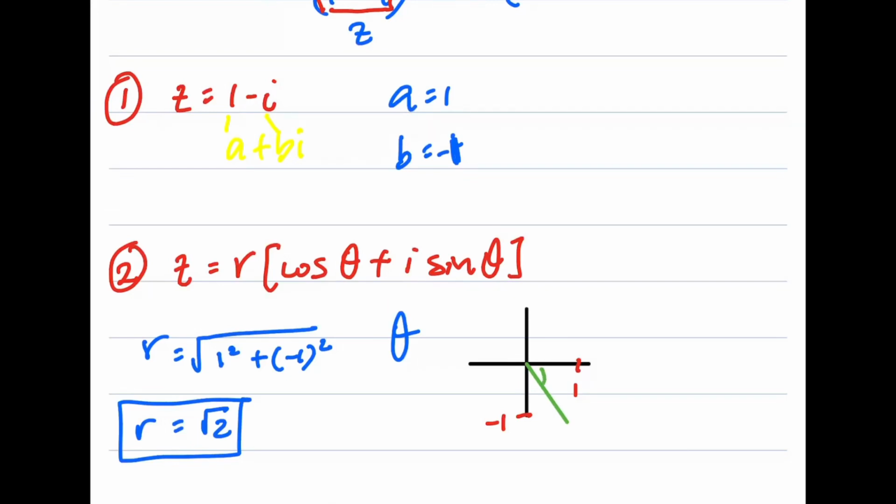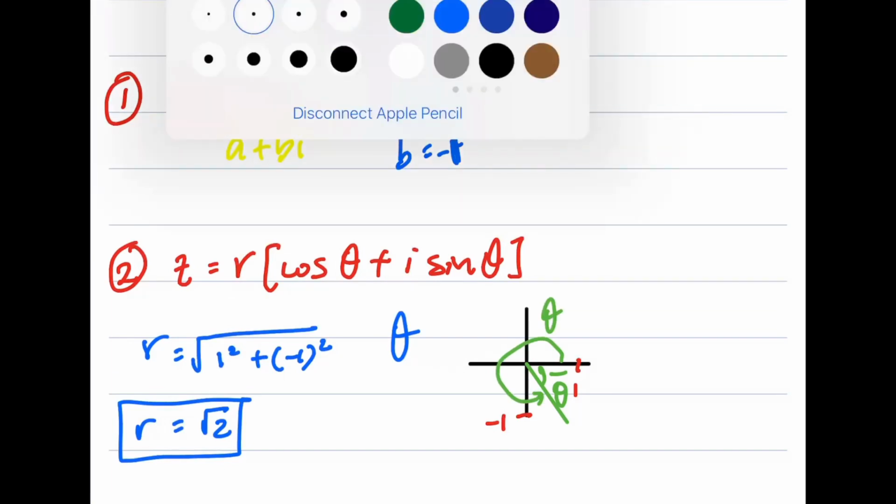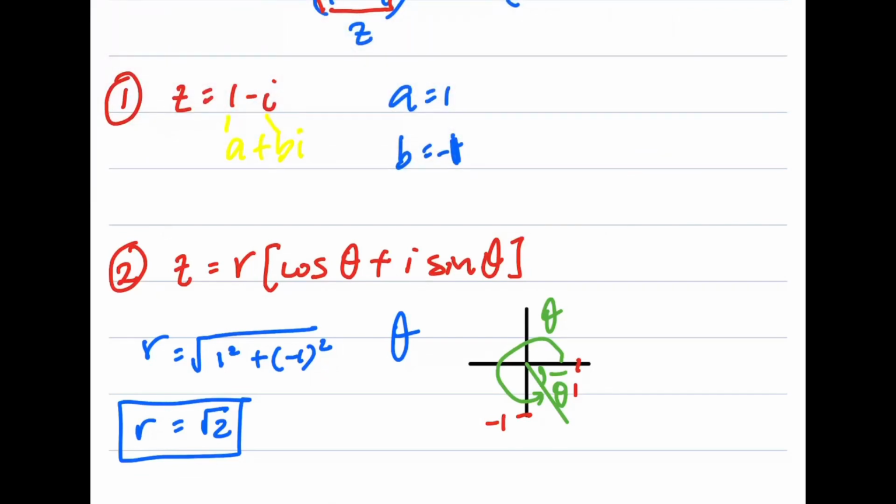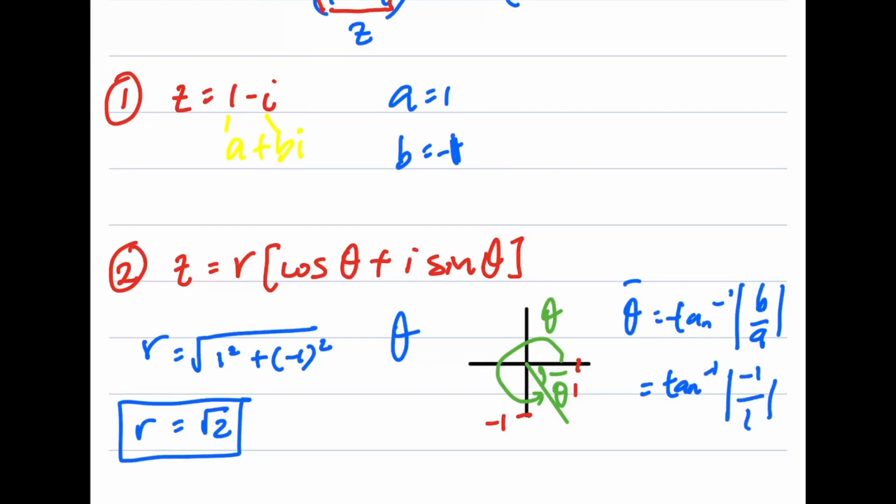Since we are in the fourth quadrant, we need to first find the reference angle, theta bar, and then from there we can find our true argument, which is theta. Let's find theta bar first, the reference angle. The formula is inverse tangent of the modulus of b over a. So let's fill in our b and a: inverse tangent of the modulus of minus 1 over 1, which is inverse tangent of 1.